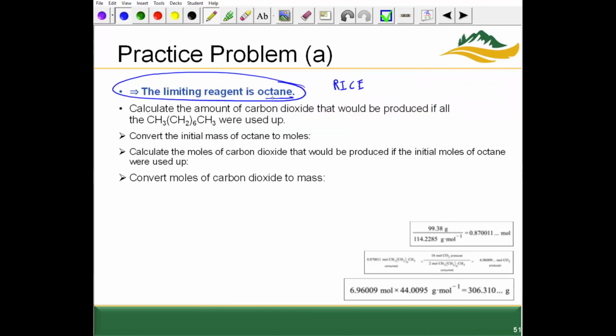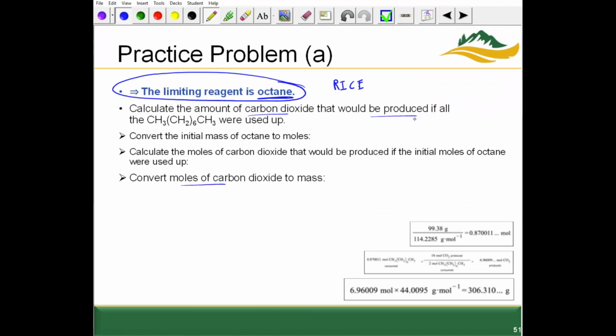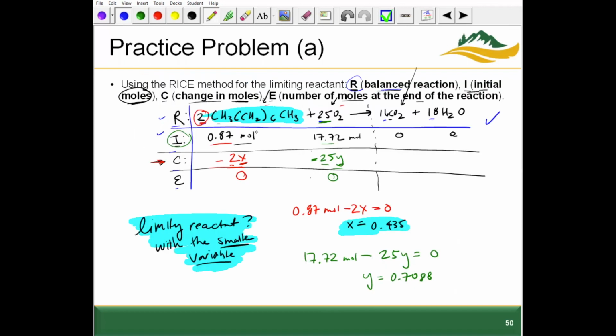So if octane is our limiting reactant, now we can move forward in actually getting the number of moles of carbon dioxide to then ultimately get our theoretical yield. With the theoretical yield, then we'll get the percent yield. So we're going to calculate the amount of CO2 that would be produced if all of the octane were used up. We know we started with this much octane, so 0.87 moles of octane.